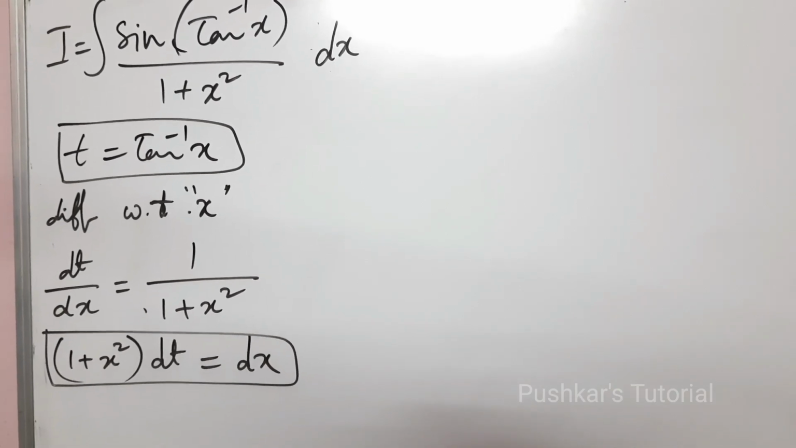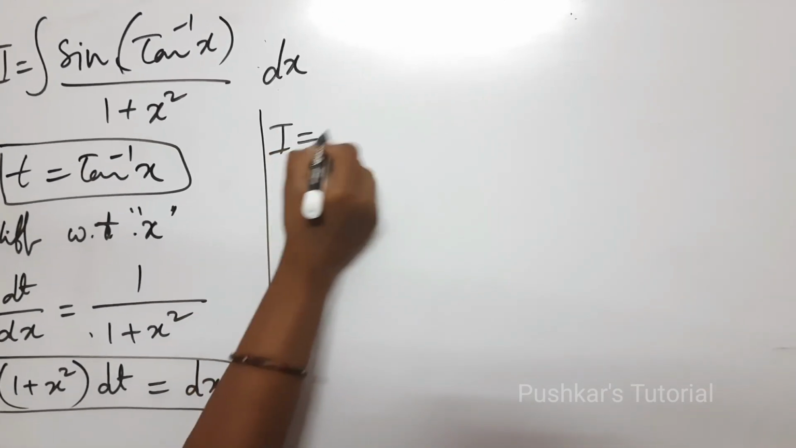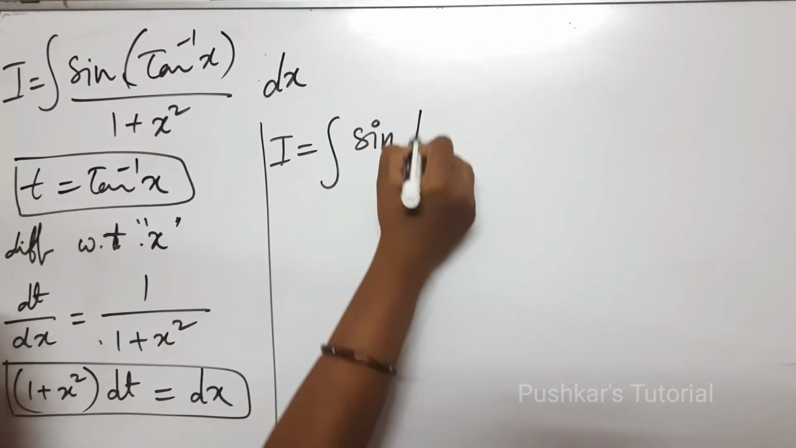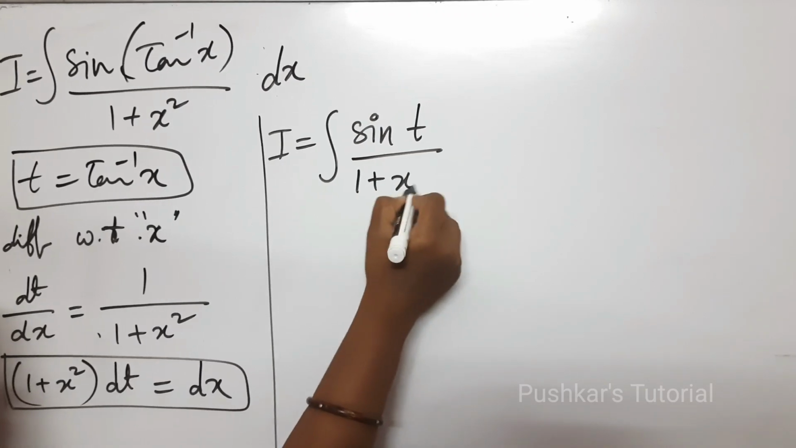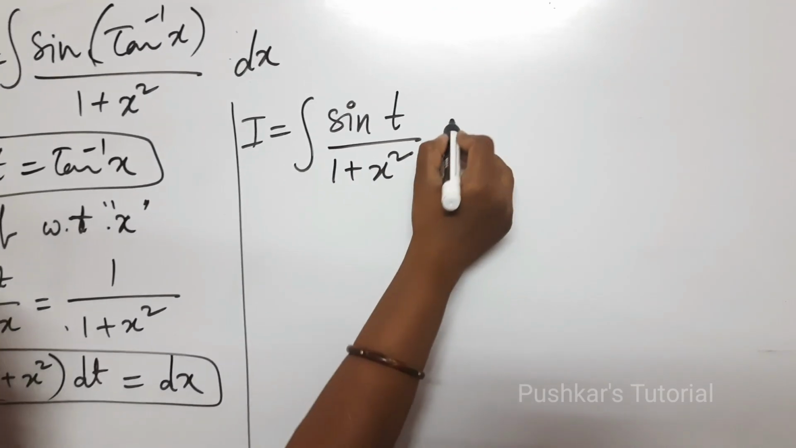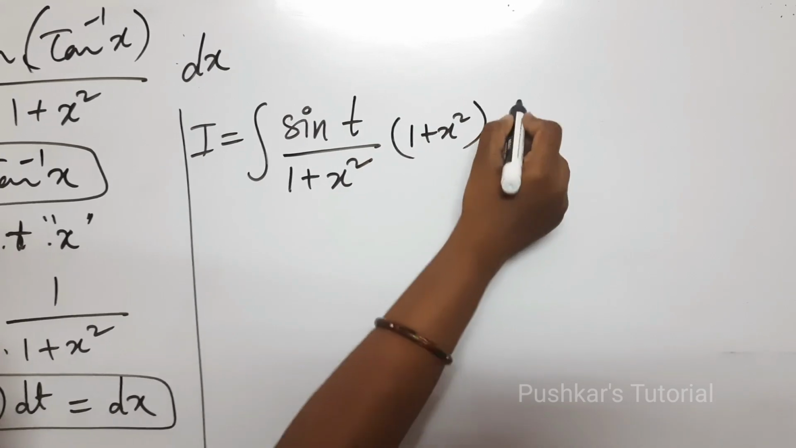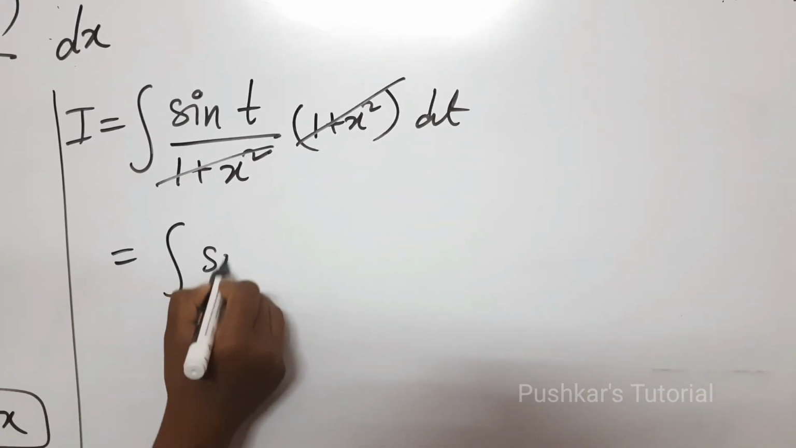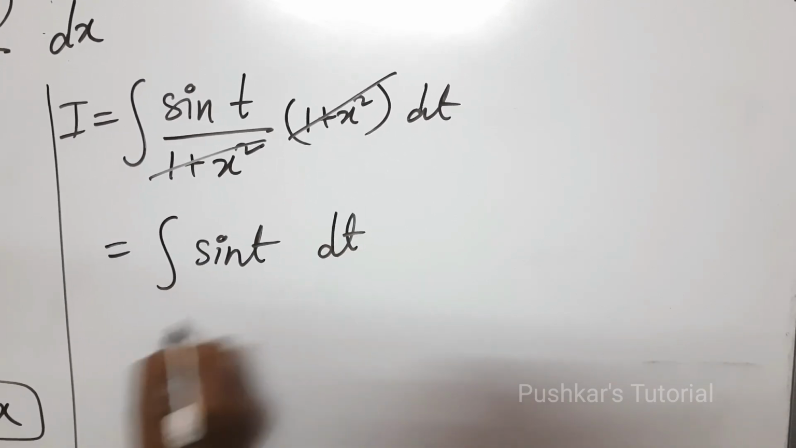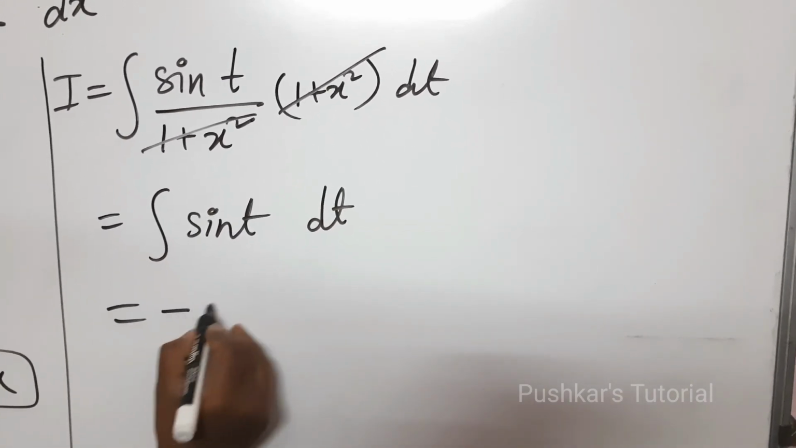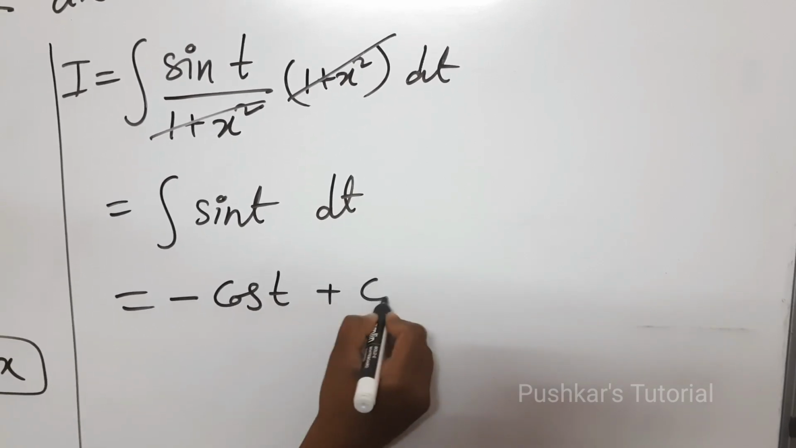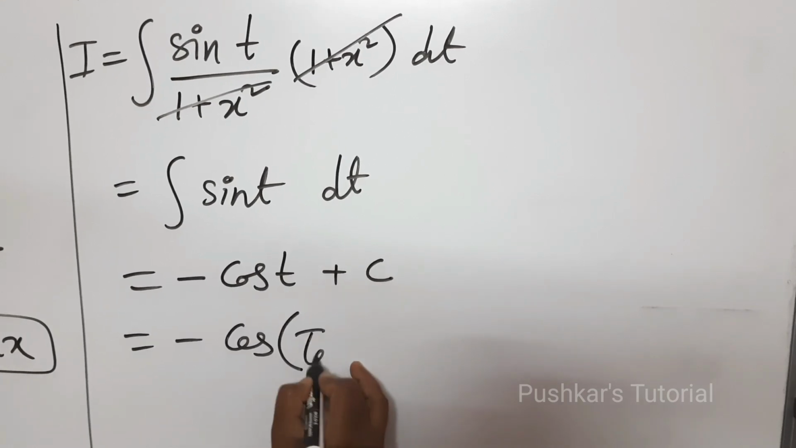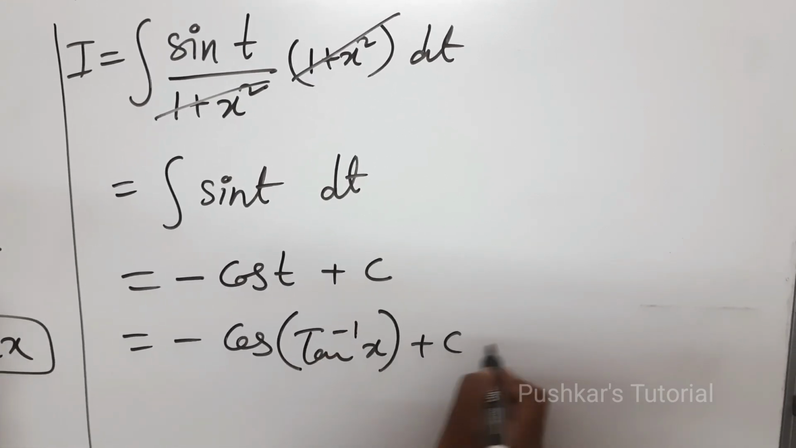So substitute in our question I. So here I is equal to the integration of sine of t, since tan inverse x is t, by 1 plus x square as it is, dx replaced by 1 plus x square into dt. So 1 plus x square gets cancelled. Only the integration of sin t dt remains. The integration of sine is minus cos t plus c. So minus cos of t, where we have taken t as tan inverse x, plus c is the answer.